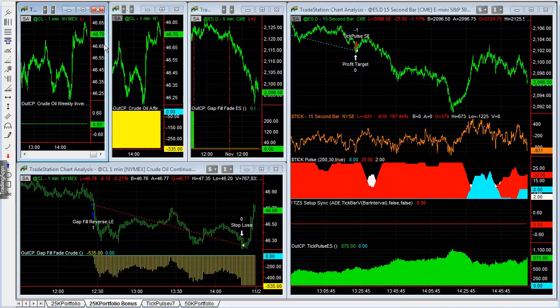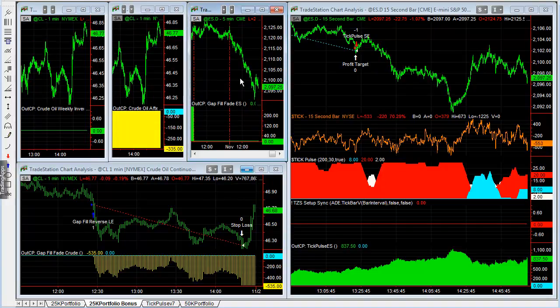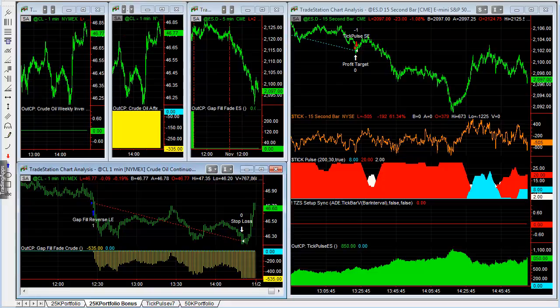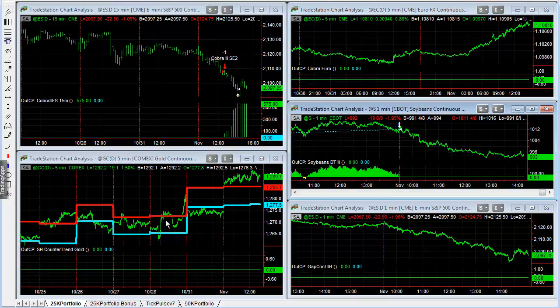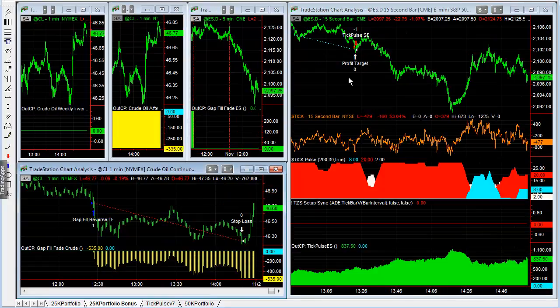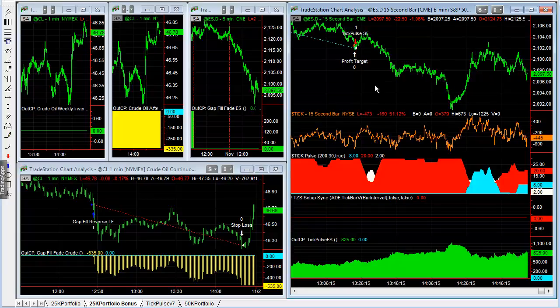And so, like I said, these 4 are almost free strategies because these 2 are on YouTube, and this is in my book. And even on this page, the gap continued to be is from my 7 trading systems book. And so the others are proprietary: Cobra 3, SR Counter Trend Gold, Cobra Euro, Soybeans Day Trade 3, Tick Pulse are the ones that are more proprietary.